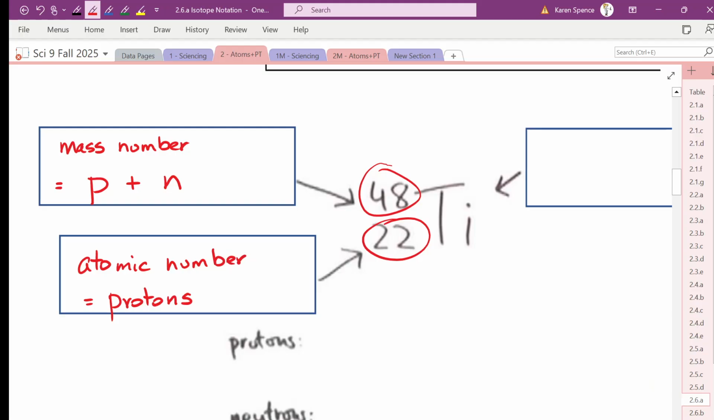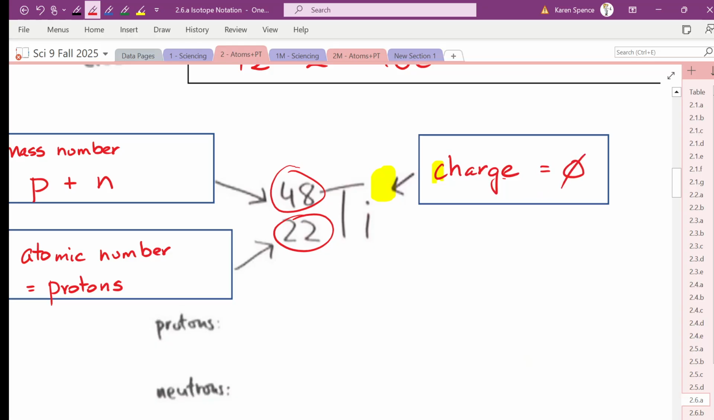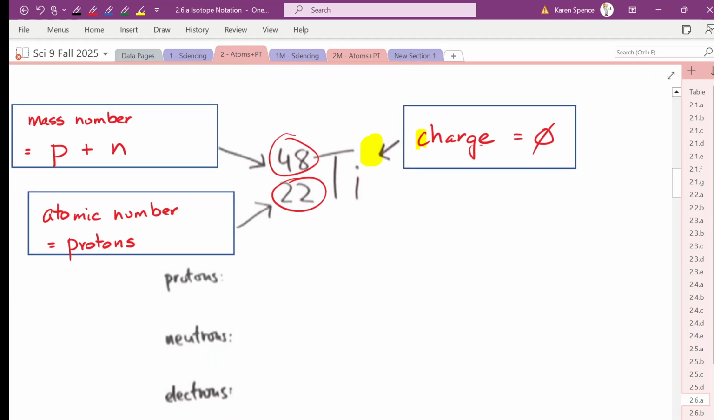Now, there's nothing up in this little corner up here. You look and you're like, oh, nothing. What would go up there? Charge. Okay, so we're going to write charge, and in this case, it's equal to 0. Using that information, tell your partner how many protons, how many neutrons, and how many electrons we have.